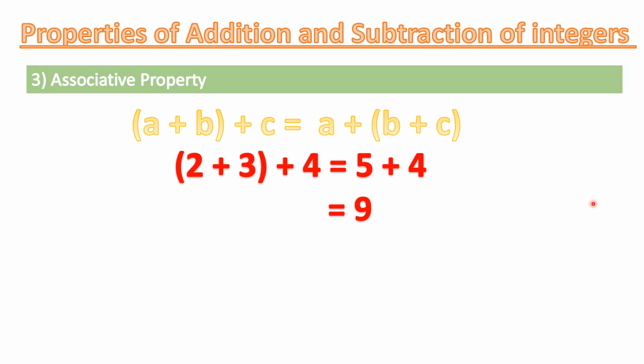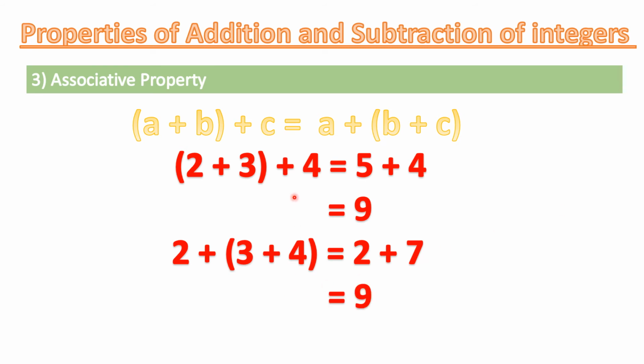Right? Now let's look at the second part: 2 plus (3 plus 4). The numbers are the same, but we can see that the bracket is with the second two numbers, right? Bracket means that we need to solve them first. So 2 remains the same, 3 plus 4 becomes 7. So that means I have 2 plus 7. Now 2 plus 7 is equal to 9.